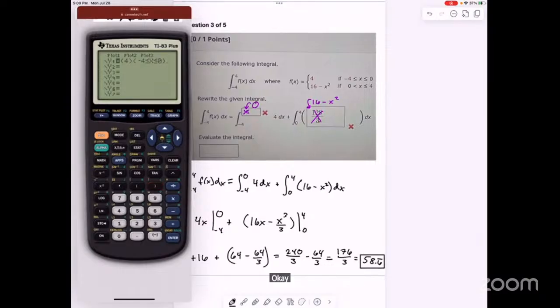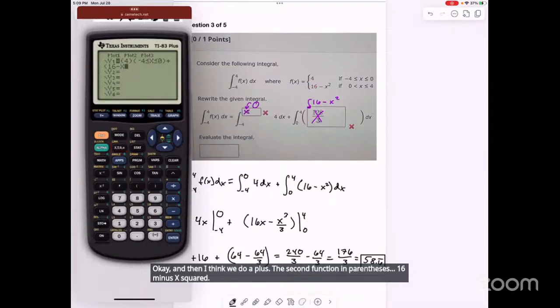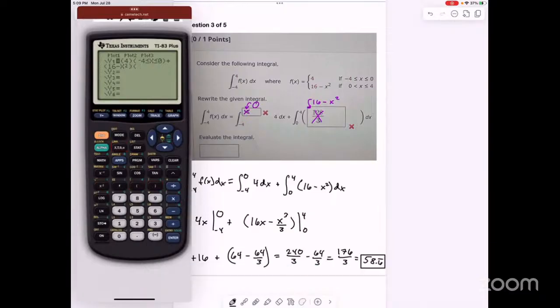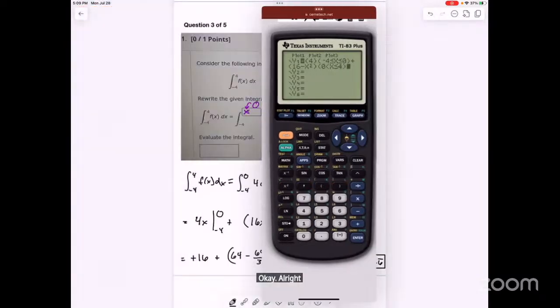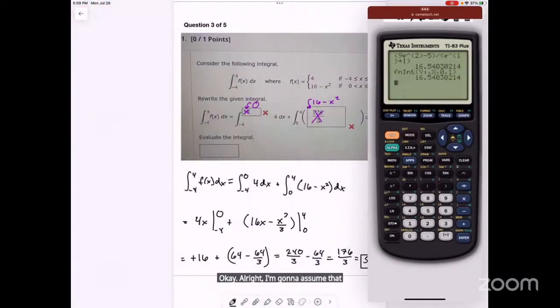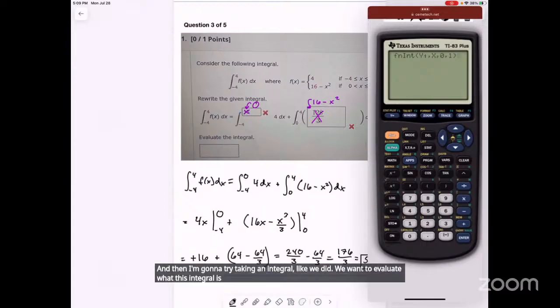Okay, and then I think we do a plus. The second function in parentheses, 16 minus x squared. And then 0, second test, number 5, x is less than or equal to 4. All right, I'm going to assume that that is proper. And then I'm going to try taking an integral like we did. We want to evaluate this integral as x goes from -4 to 4.